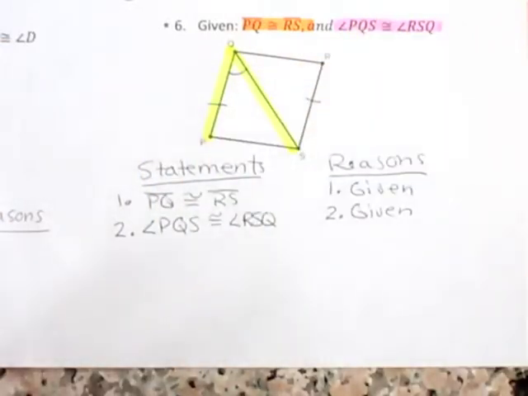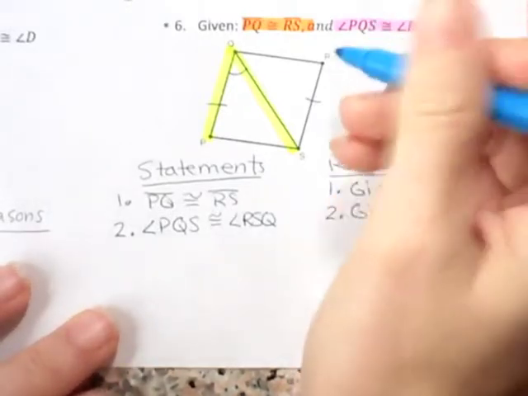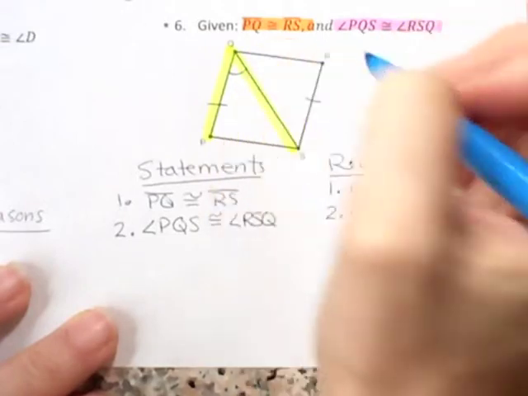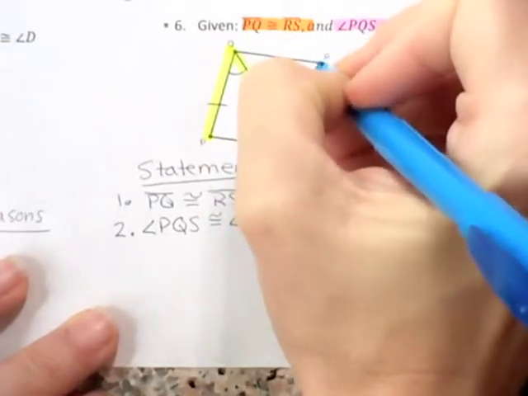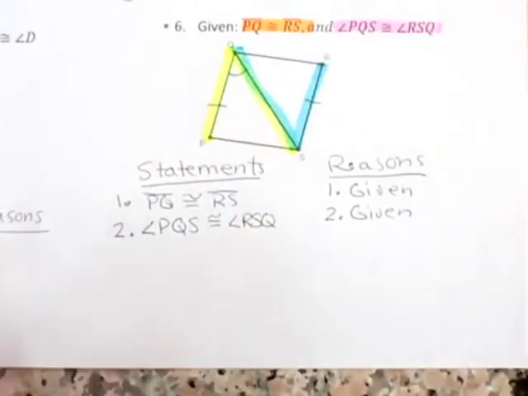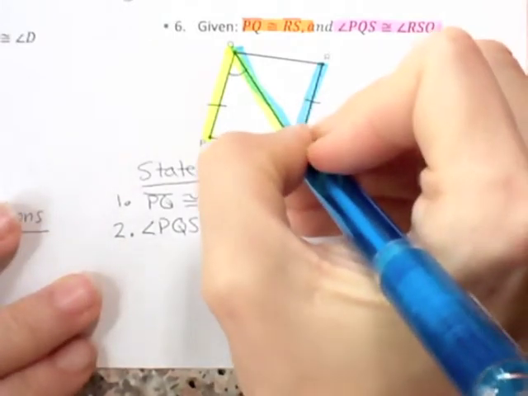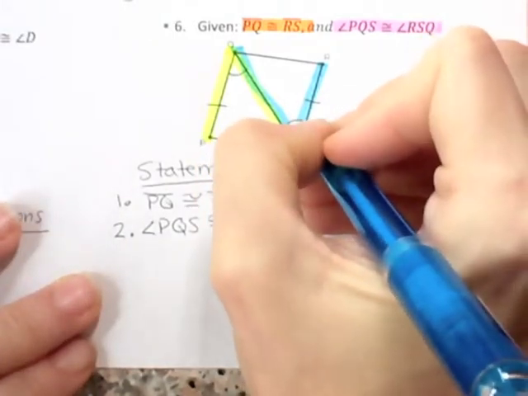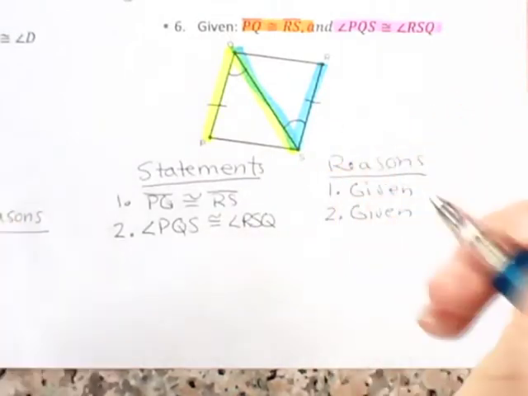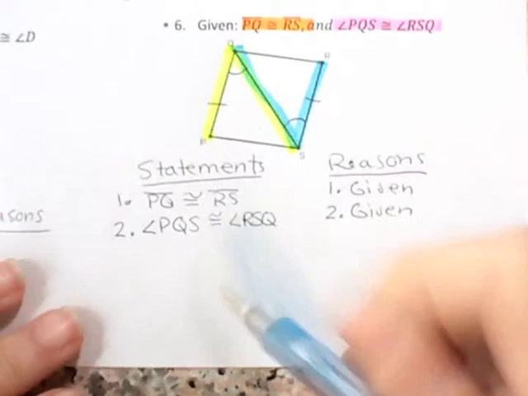And then we're going to come over and do the other angle, angle RSQ. So we're going to start on R and go from R to S up to Q. So now I've highlighted these two sides, and so I'm going to mark this angle at S as the angle that they were talking about. Okay. So right now I just have two pieces of information, but remember that we need three.